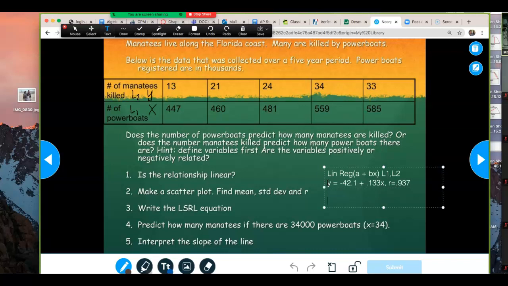The next thing you want to do is lin reg a plus bx. That's number 8 on calc. And then calc number 2. So this is number 8. We also want to do number 2, two variable statistics. And this will give us our statistics. We're going to do it on the next slide. We're going to write the regression equation.